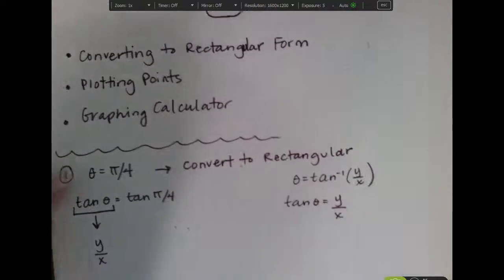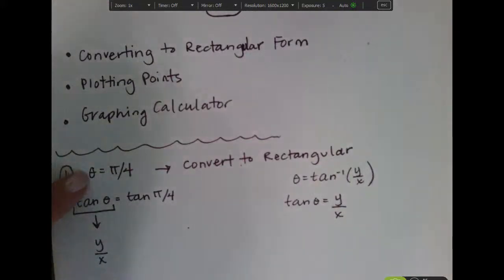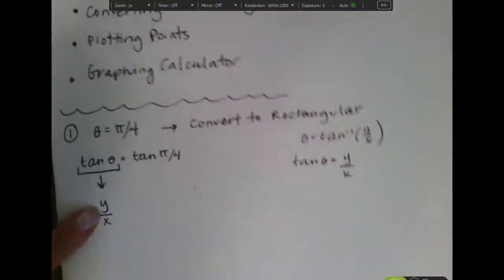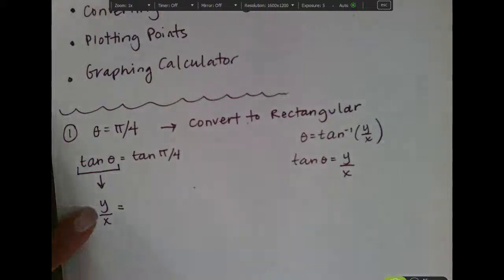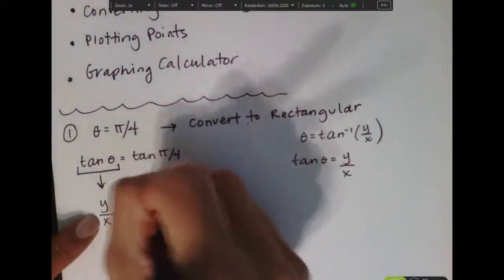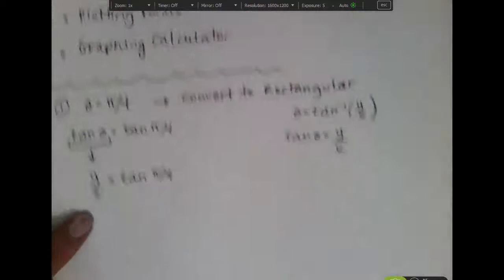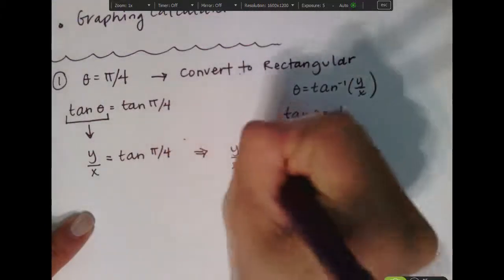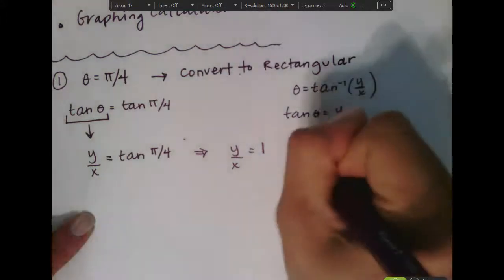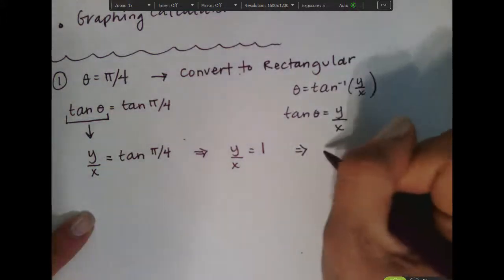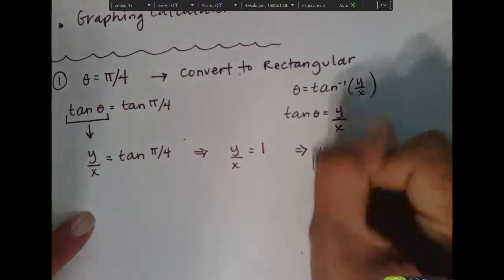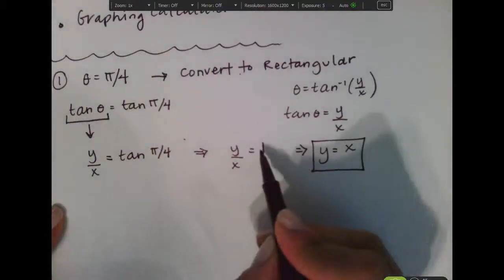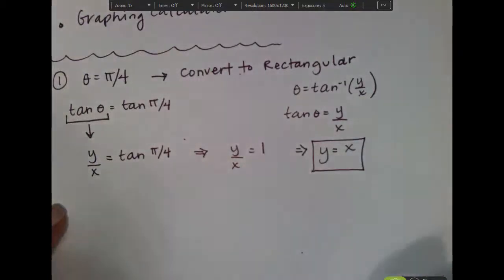So the goal in converting this equation from polar form to rectangular form is to get rid of any thetas or r's and create a new equation that has only y's and x's. So y over x equals the tangent of pi over 4. Well, I can simplify that even further since I know the tangent of pi over 4 is 1. So we now have a rectangular equation. But to graph that equation, we know that in rectangular form, we always want it in y equals form. So if I multiply both sides by x, I'm going to get y equals x.